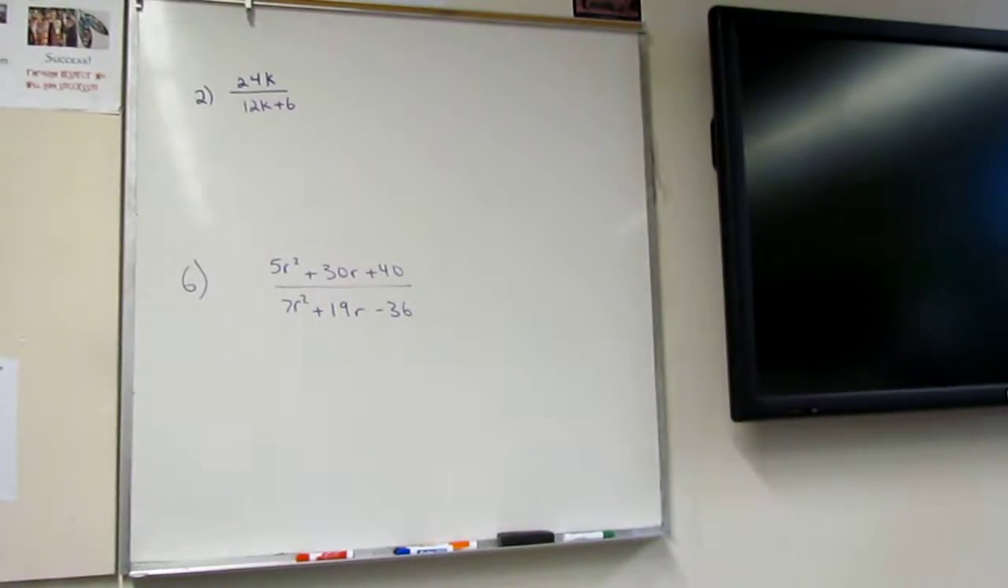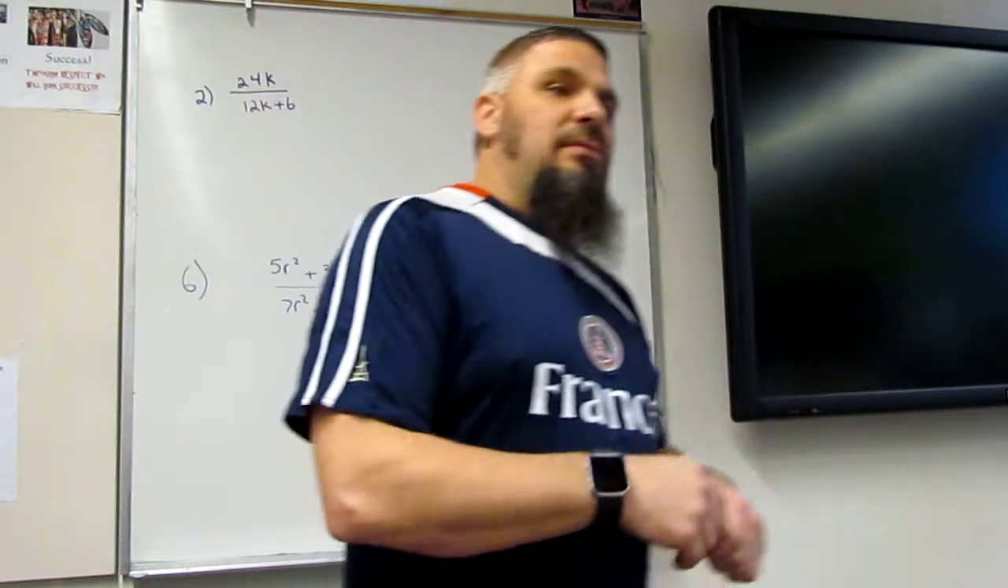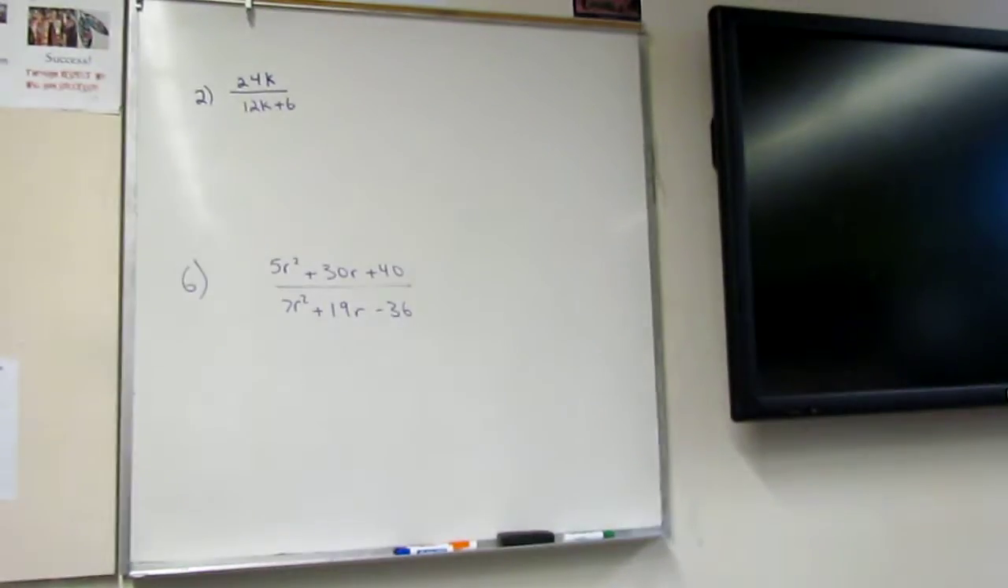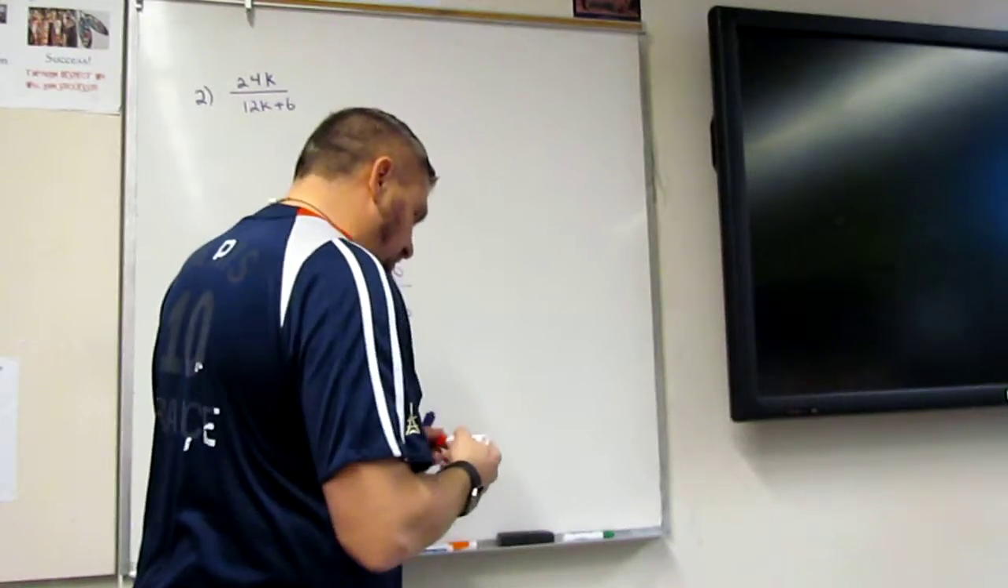So number 2. Whenever we're doing these, we're doing the 5-step method. We've got to factor them, then we've got to reduce them. These are rational expressions, problems number 2 and 6.